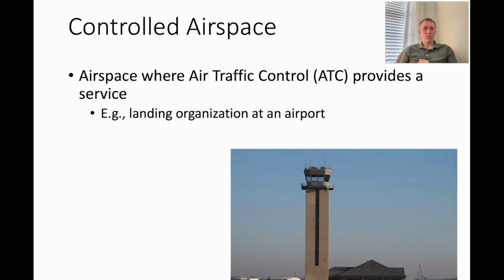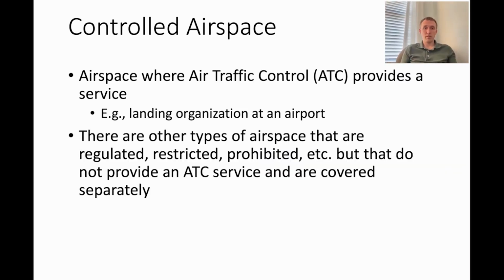Okay, so let's start out with some introduction. Controlled airspace is airspace where air traffic control provides a service, for example, landing organization at an airport. So you've got a bunch of planes that need to land, and air traffic control provides this organizational service, different types of services in controlled airspace. And there are other types of airspace that are regulated or restricted in some way, but don't necessarily provide an air traffic control service. We'll cover those in this module, but not necessarily in this lecture.